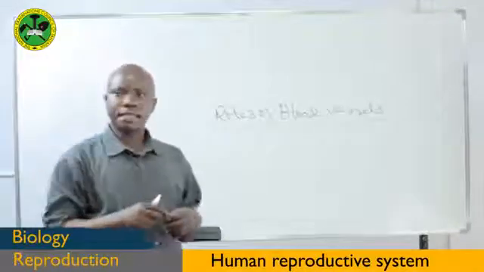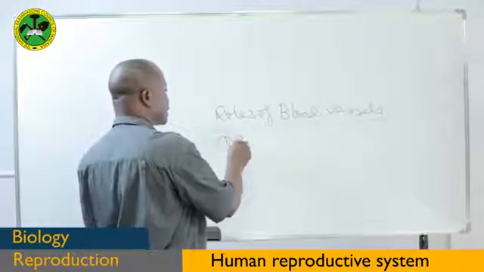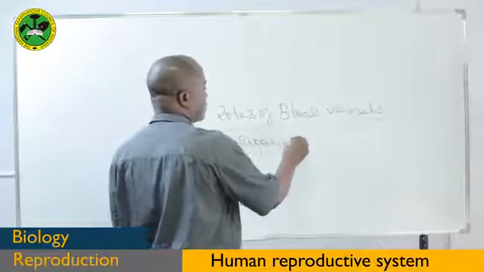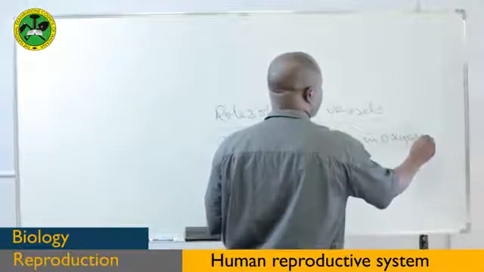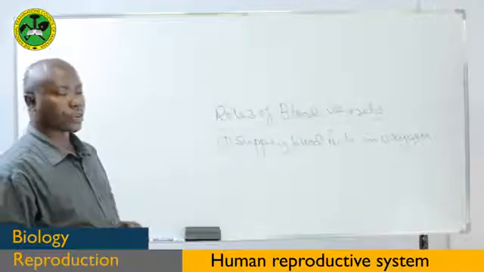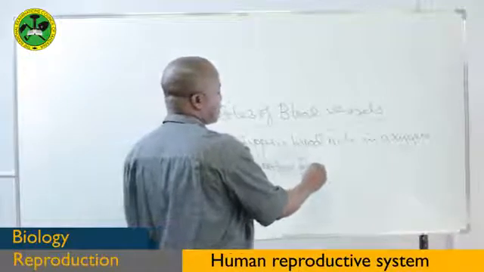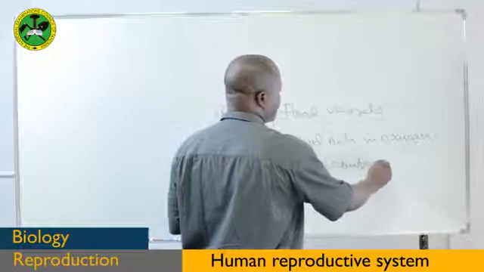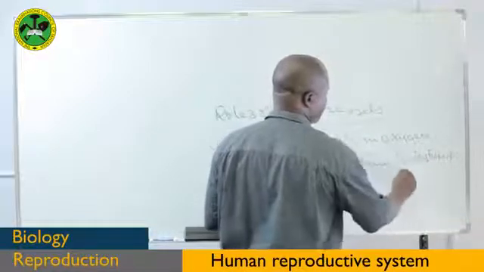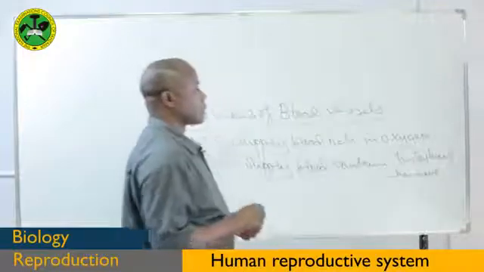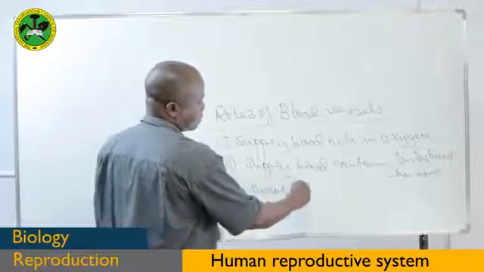The blood vessels present in the testes have 3 main functions. One is to supply blood rich in oxygen. But second, supply blood containing testosterone. And finally, supply blood rich in nutrients.